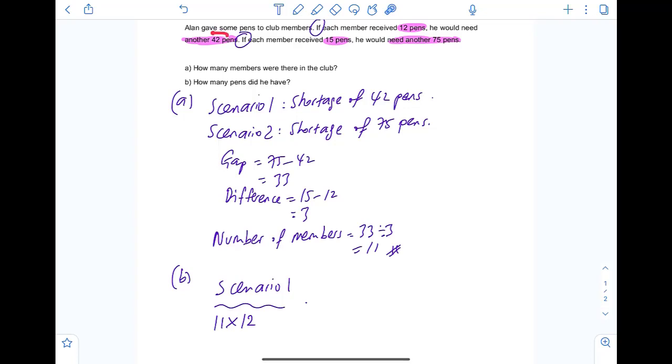But then he will need another 42 pens, which means he does not really have 11 times 12. He has 11 times 12 minus 42. He has fewer pens. So 11 times 12 minus 42, that will give you 90 pens.